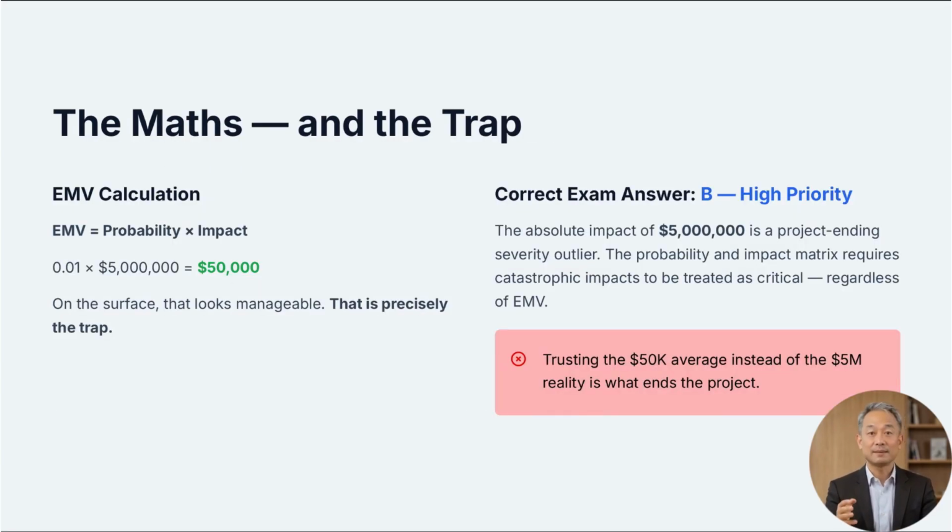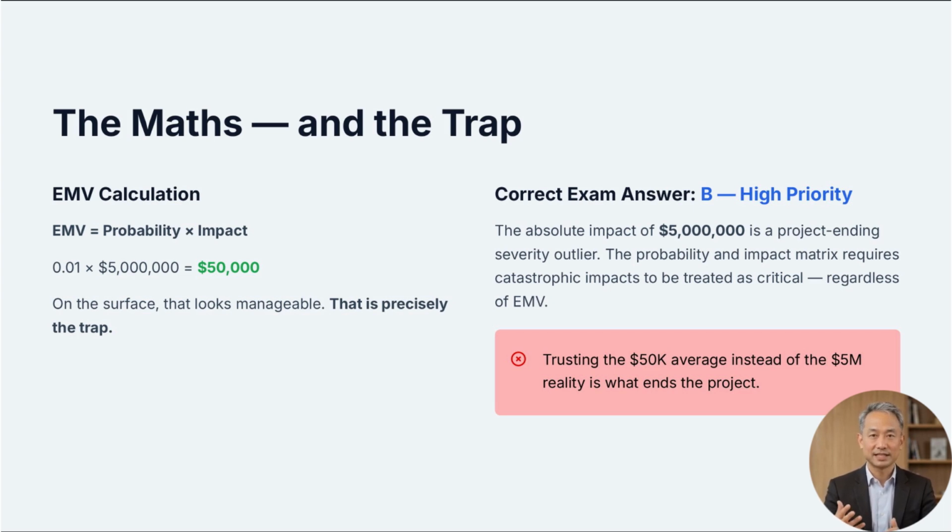Here is the math line by line so you can follow exactly what happens on the exam. Expected monetary value equals probability multiplied by impact. That gives us 0.01 multiplied by 5 million, which equals $50,000. On the surface, that looks manageable, and that is precisely the trap. The exam will present this scenario and ask you how to classify this risk on the probability and impact matrix.